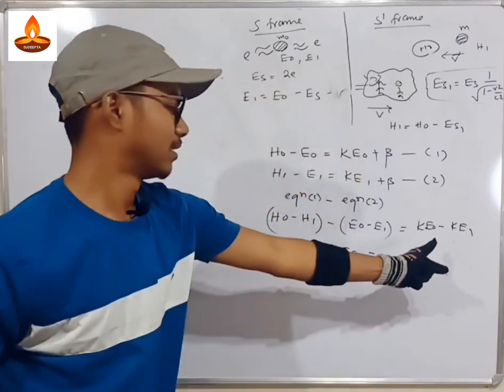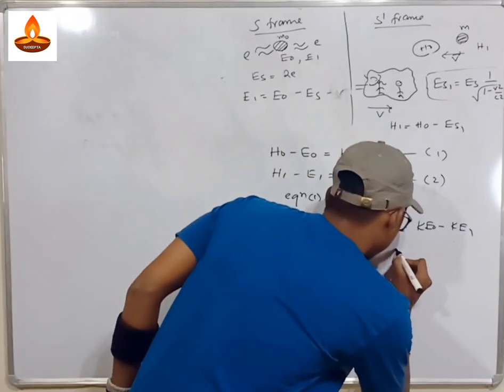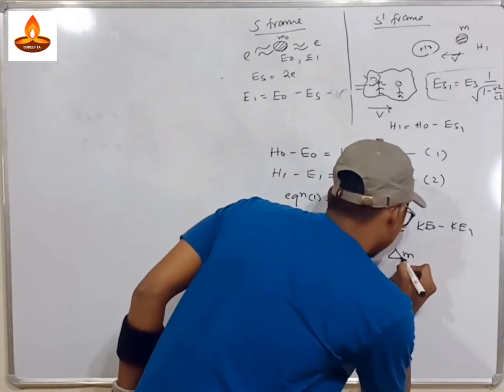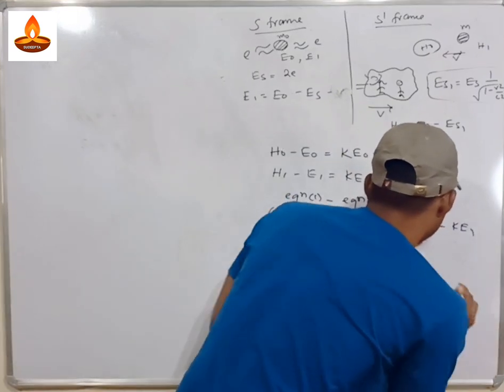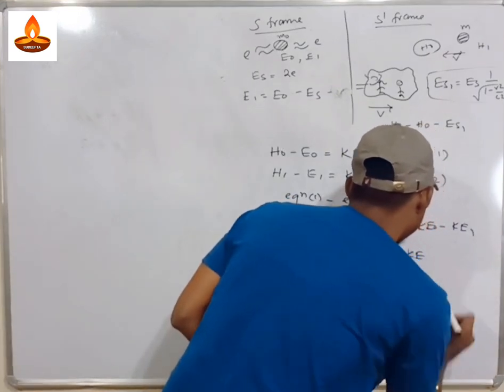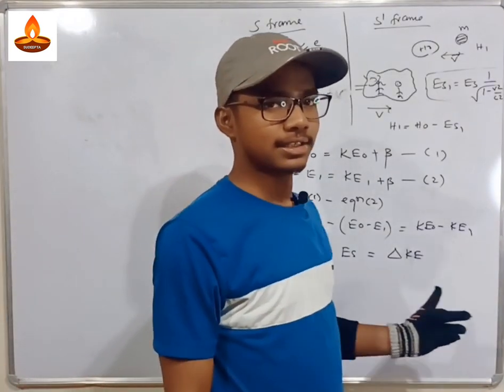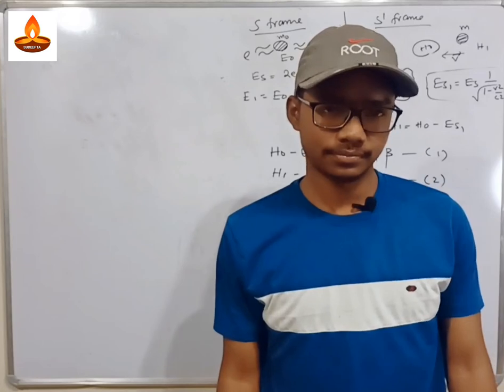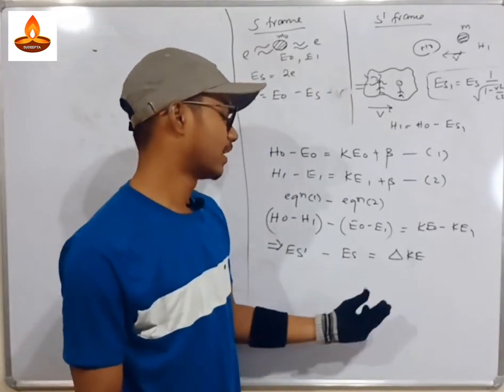Let's say this is the difference in kinetic energy, let's say this is del K, the change in kinetic energy. So we got a relation: ES dash minus ES is equal to the change in kinetic energy.